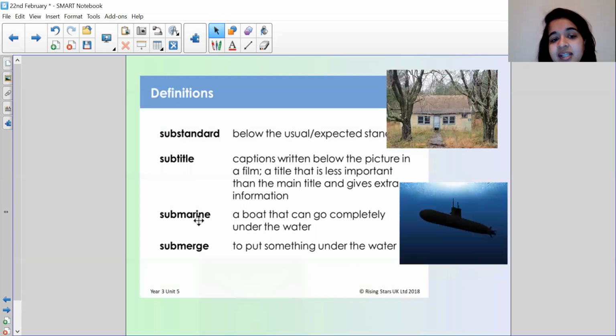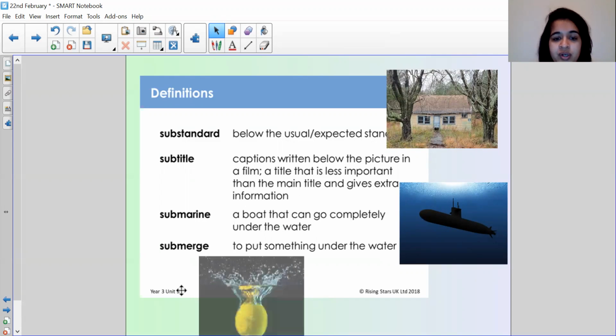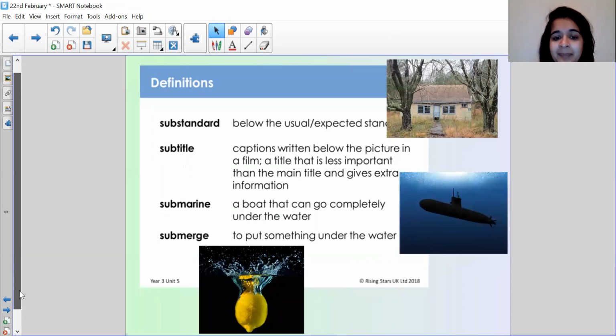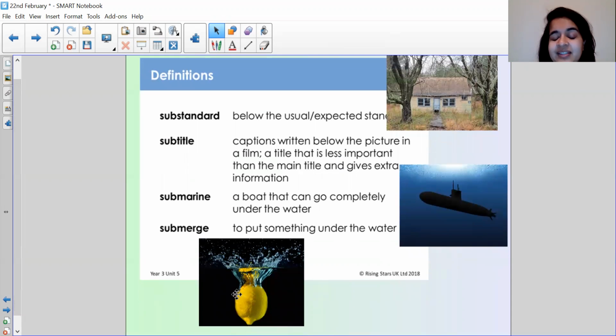And then finally, related to submarine, you've got submerge, which is to put something underwater. So I've just got this picture of a little lemon over here, and it's being submerged in the water. You put something underwater, you're submerging it. So the submarine, it has been submerged. All of those have to do with being lesser.